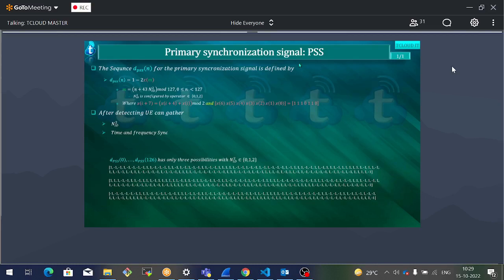As you can see, the m value varies. I will explain that concept. But this m value is dependent on the NID2 value. This NID2 is also called the sector ID, whose range is 0, 1, or 2. It is configured by the operator, and it is going to be different in different scenarios, for different PSS, different cells in different places. It is going to be a different value. This sector ID is.